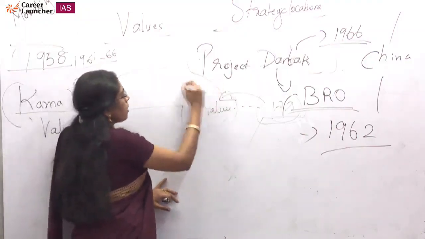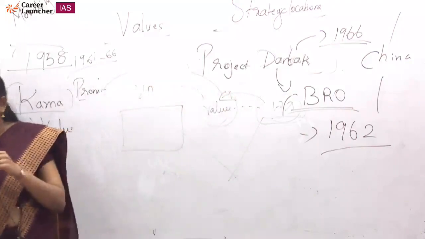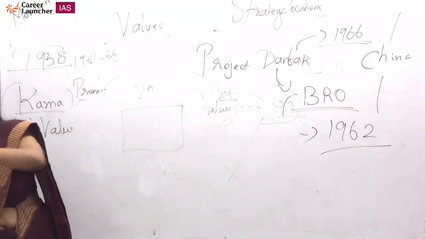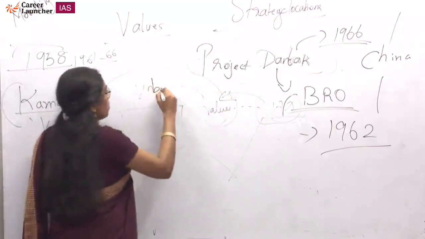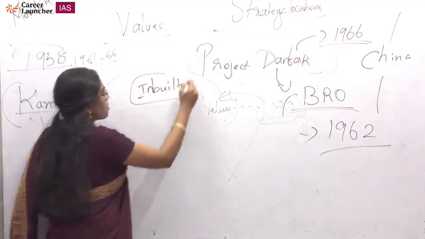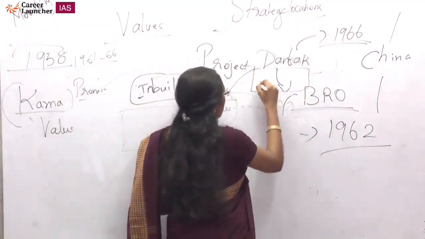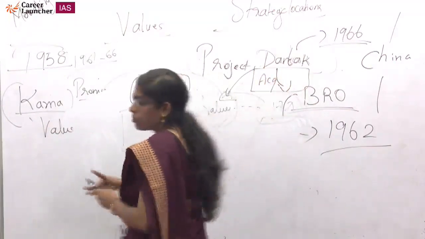So values can again be divided into two. One is inbuilt, you don't need to write that. Values inbuilt. Okay, another one is acquired. Acquired values. I'll rub this and write.